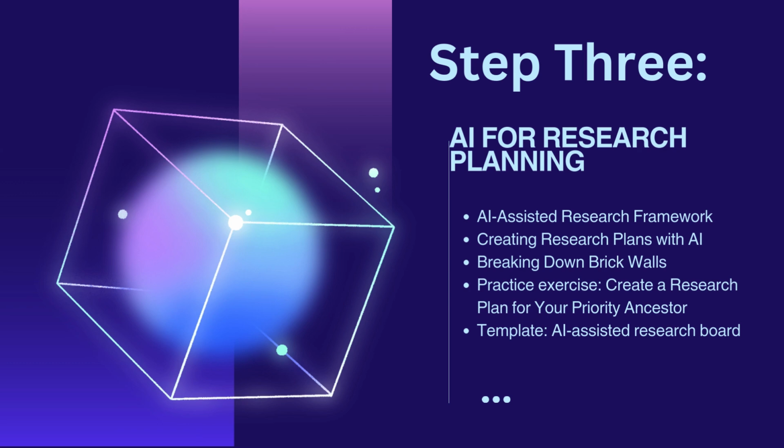We're going to look at an AI-assisted research framework, creating research plans with AI, breaking down brick walls, a couple of practice exercises, and some ideas for an AI-assisted research board. Good genealogical research requires a solid plan. Today, you'll learn how to use AI as your research planning assistant, helping you create structured approaches to finding your ancestors and breaking through those challenging brick walls. I will also introduce you to the use of a Trello board for your family history research planner.